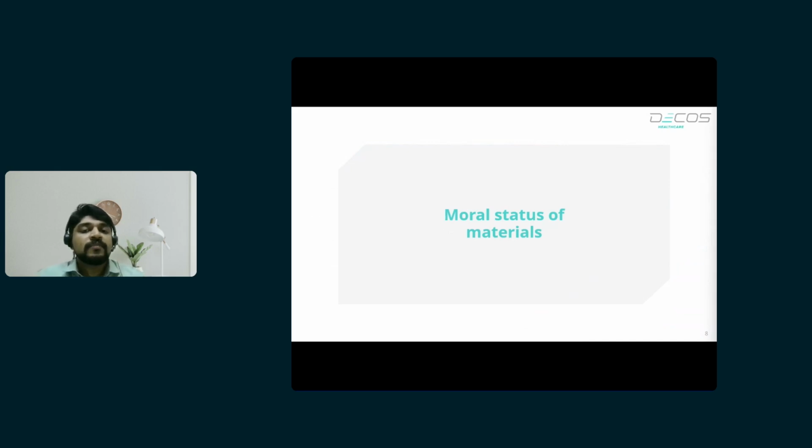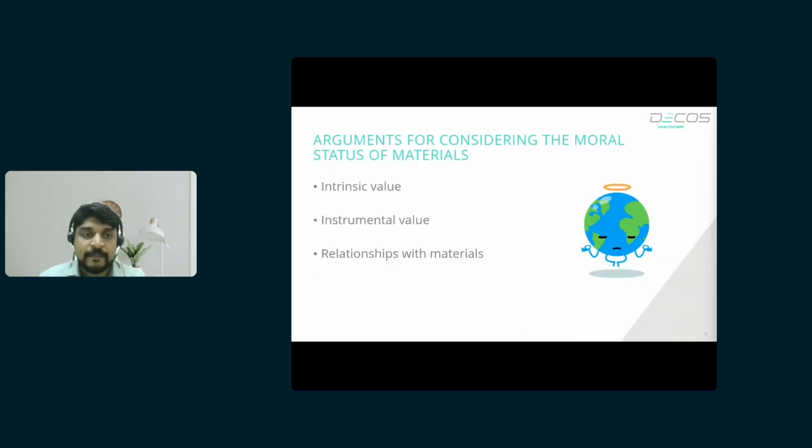Let's explore the concept of moral status of materials. The concept of moral status of materials is a relatively new and evolving area of ethical discussion. In short, the moral status of materials refers to whether materials themselves deserve ethical consideration. Even if materials themselves lack interests, the way we use and dispose of them can have a significant impact on the environment. In this sense, the ethical implications of material choice become important.